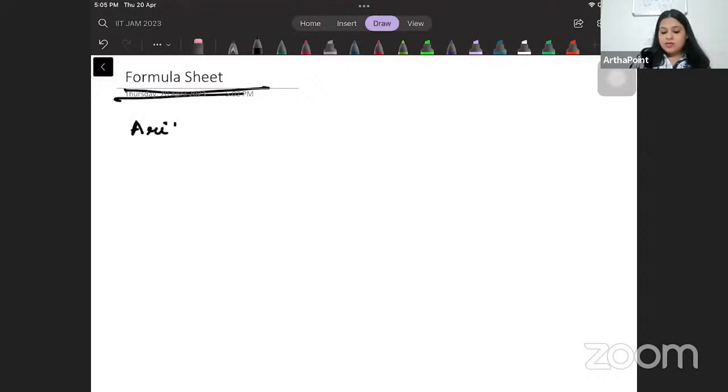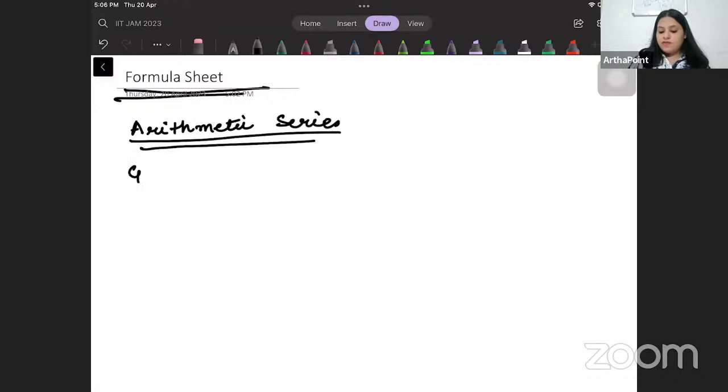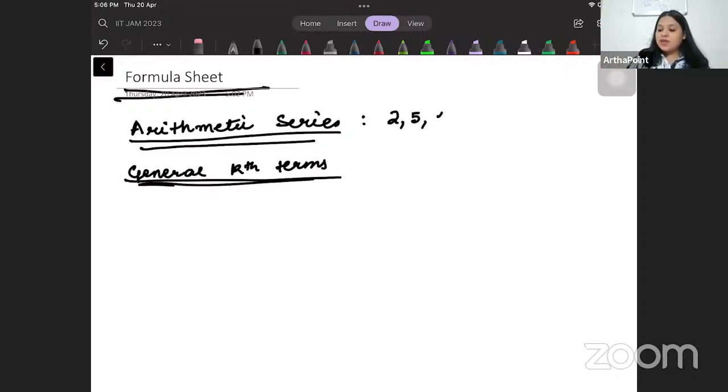arithmetic series. साथ साथ थोड़ा समझाते भी जाऊंगी मैं what these formulas are about. So first of all, we will write the formula of general kth term. So suppose they give you an AP. AP क्या होता है? जिसमें common gap होता है, common difference होता है. Like for example, they give you 2, 5, 8, 11, and so on.